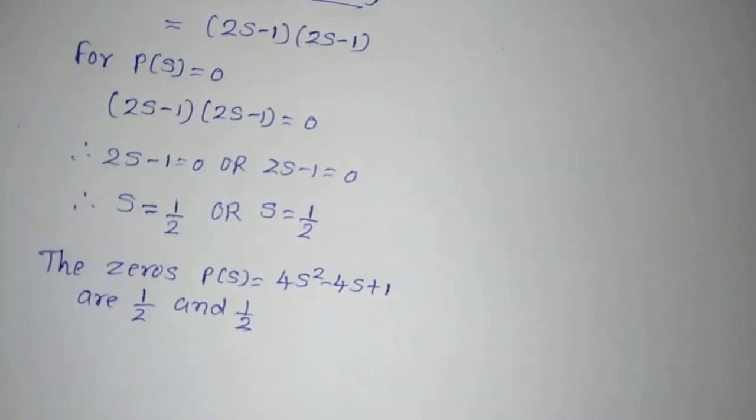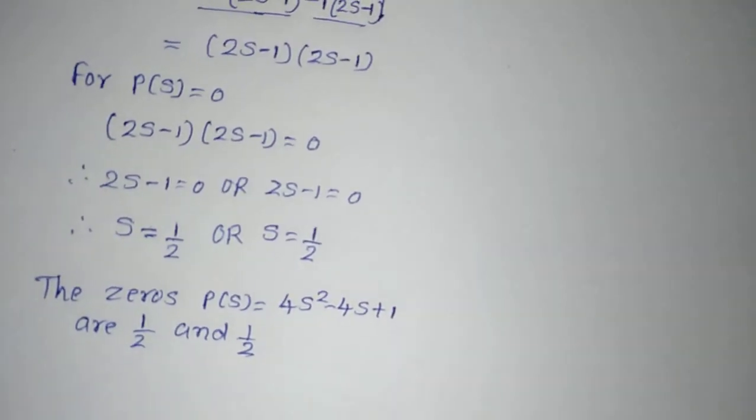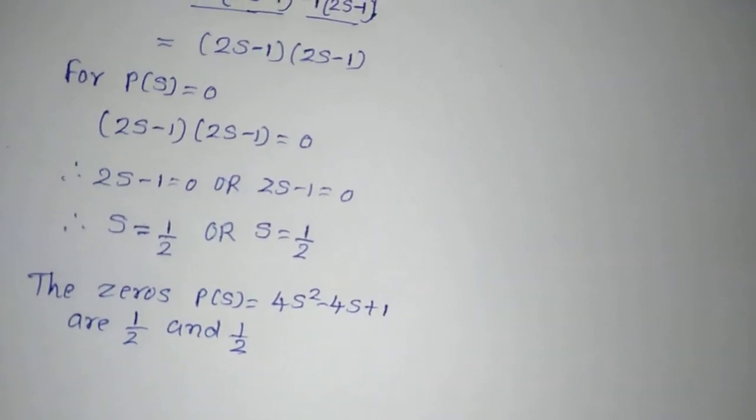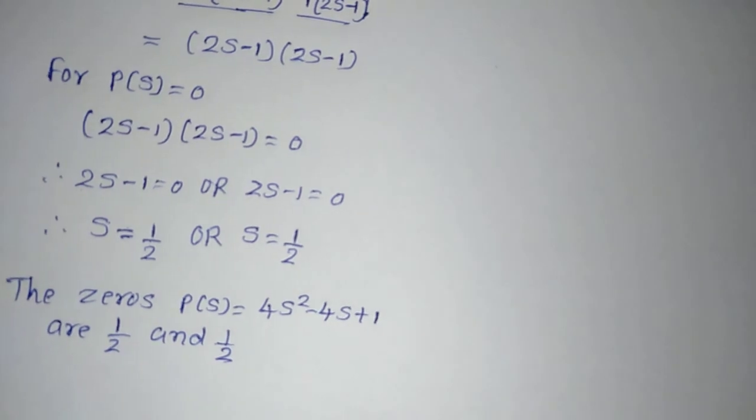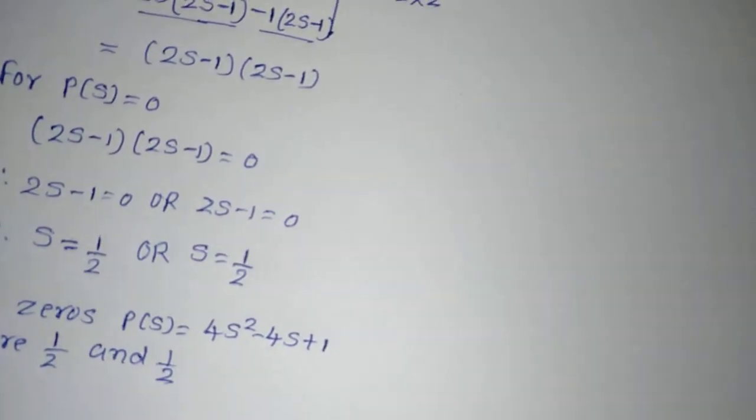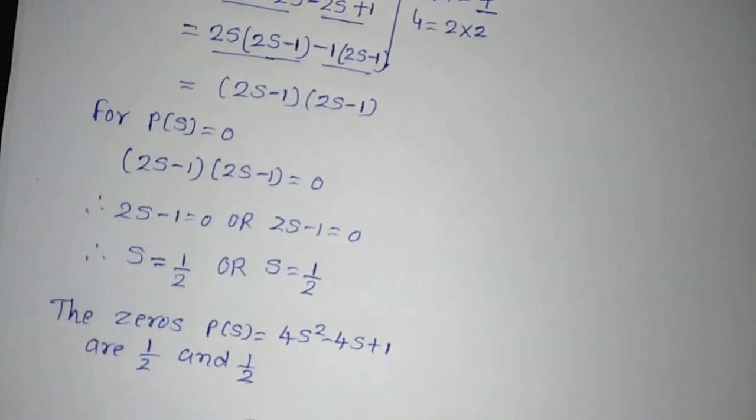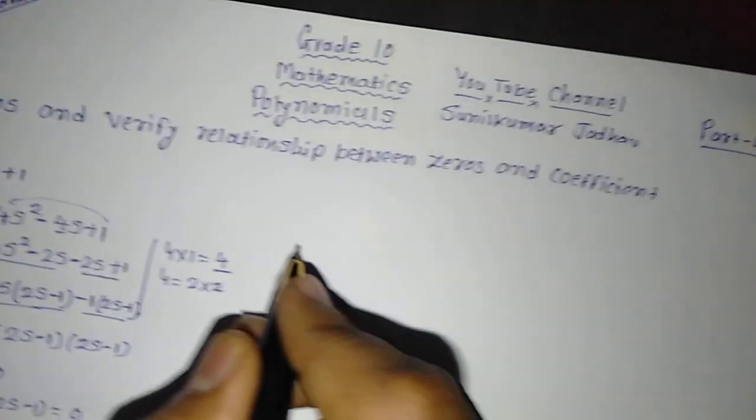Now we need to verify the relationship between zeros and the coefficient. For that we know the formula, that is sum of the zeros. First of all, I'll write it as per the formula and then we'll do it with the addition of this. Let us do it here.